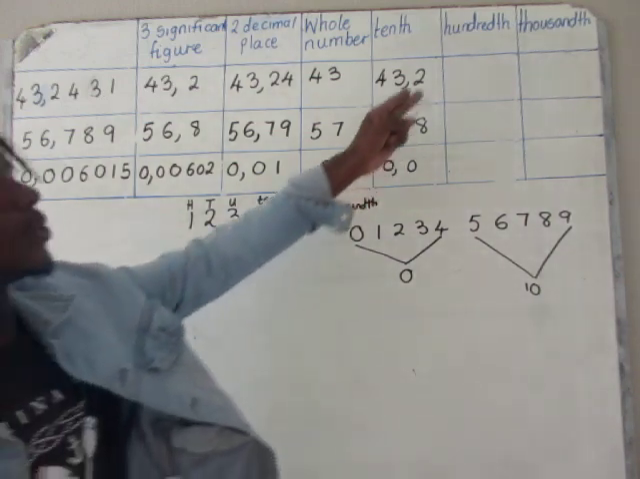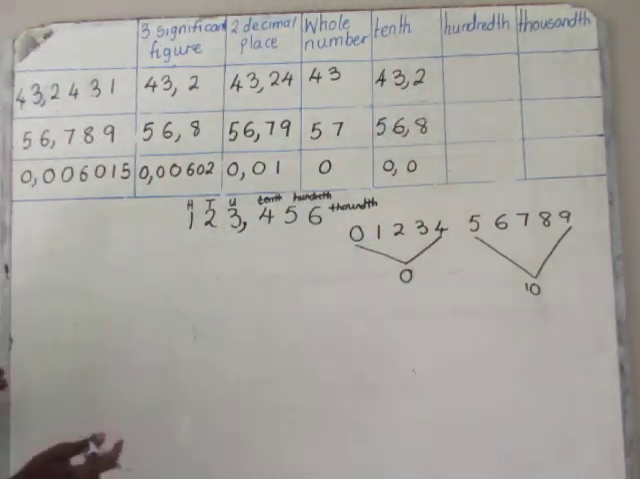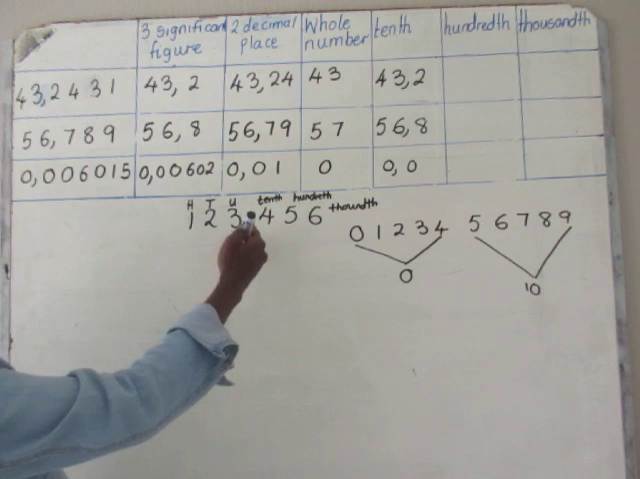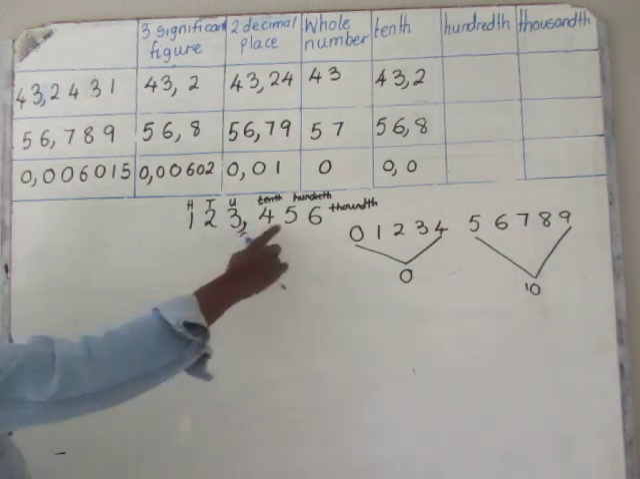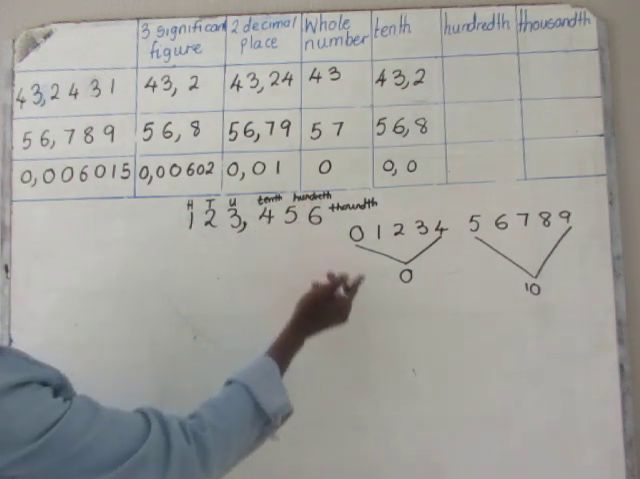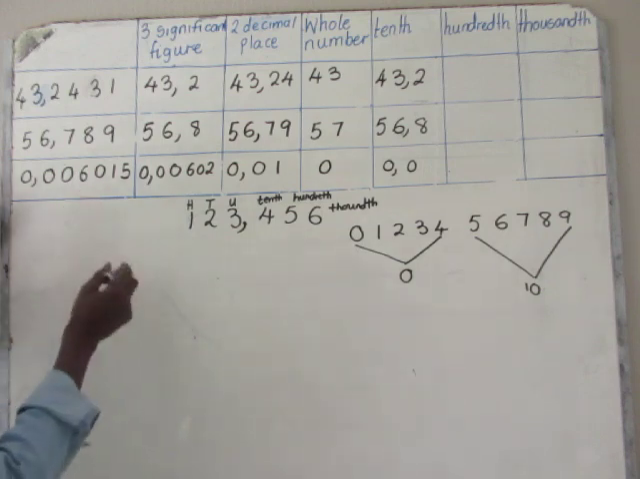Then rounding to the hundredth. Hundredth just means the second number after the comma, which is this one. So we just need the second number, or two numbers, after the comma.